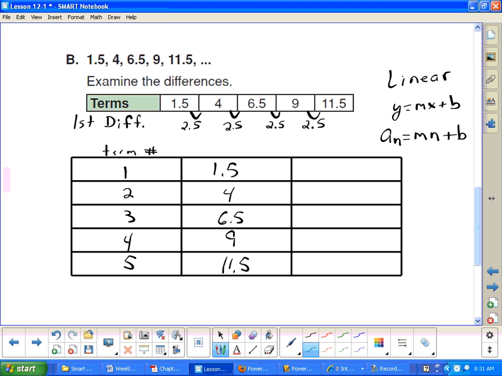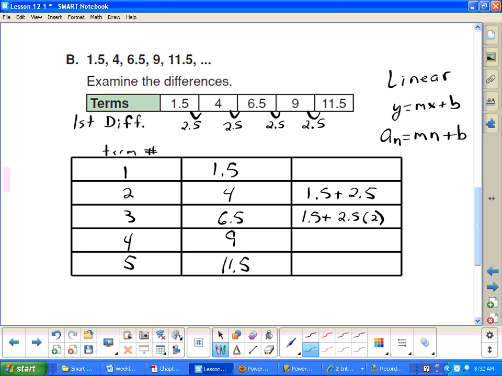We added 2.5, right? Okay. So this was 1.5 plus 2.5, which got us to 4. And then to get from 4 to 6, what did we do? We add another 2.5. So this would be 1.5 plus 2.5 times 2.